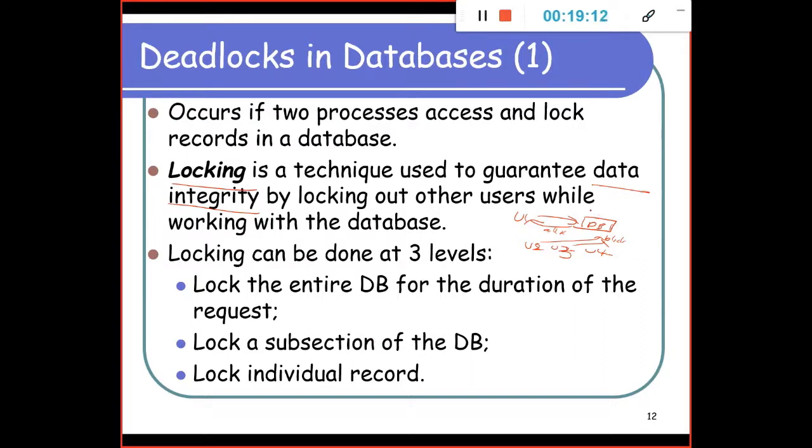Lock a subsection of the DB. Maybe you have a name, matric number, grade, different columns. So you only lock one column, while the other columns can be accessed by anyone. But the column that has been locked, no one can alter, maybe only view. Or lock an individual record. Let's say you have John Smith, Ali, Ah Chong, and you only lock John. You only lock that part, the individual record.